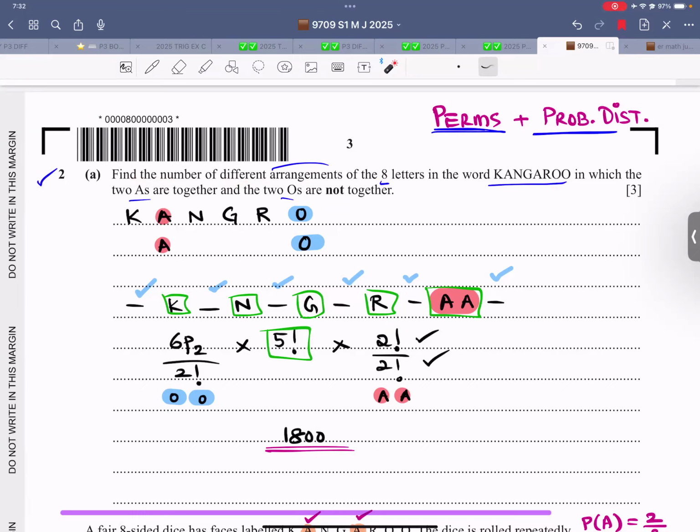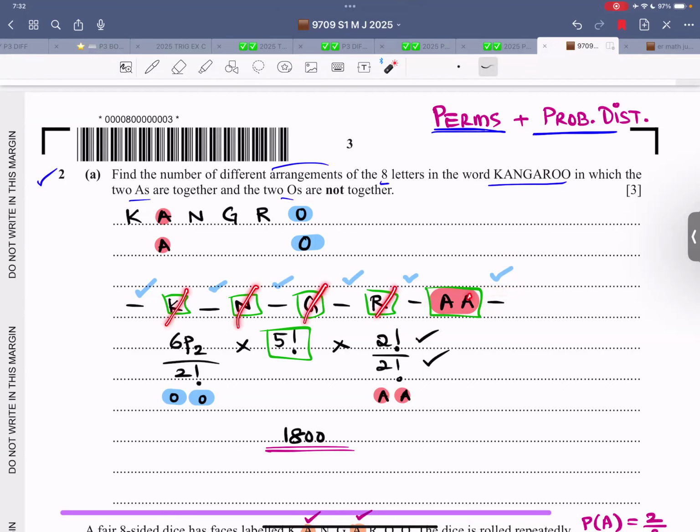Now over here, what we see is the word kangaroo, and the 2 A's are together, that is the box concept. Put them in a box. And then it says what is not together: the 2 O's are not together. So now what we do is put the A's in a box and consider this box as one unit.